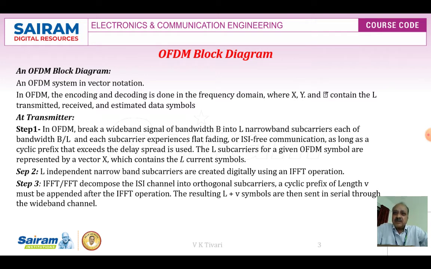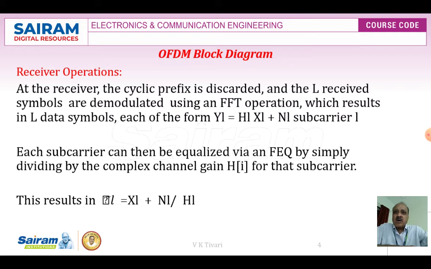Step 2, L independent narrowband subcarriers are created digitally using IFFT operations. Step 3, the FFT decomposes the ISI channel into orthogonal subcarriers, and a cyclic prefix of length V must be appended after the IFFT operations. The resulting L plus V symbols are then sent serially through the wideband channel. Receiver operations can also be given by vector notation.